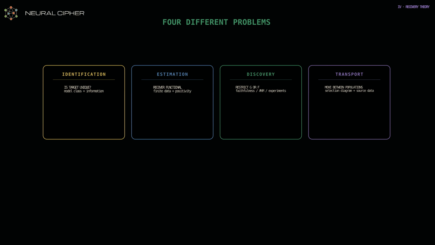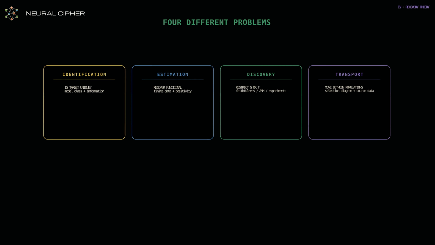Transportability is another identification problem. Selection diagrams mark mechanisms that may differ across populations, and transport formulas determine whether source experiments and target observations can be combined. None of these procedures removes assumptions. Each makes a different set of assumptions operational.